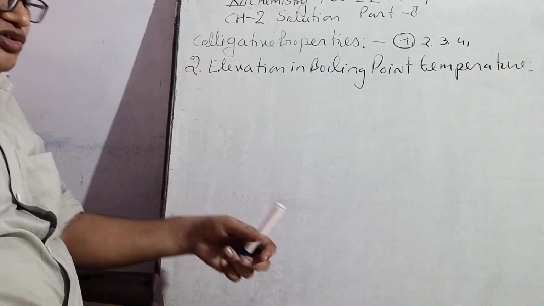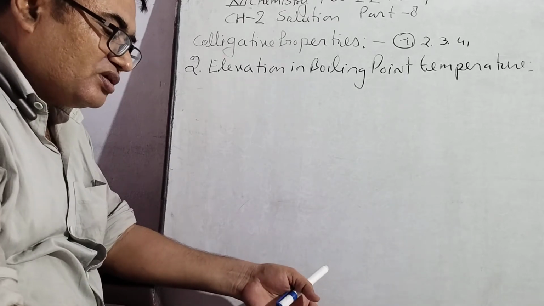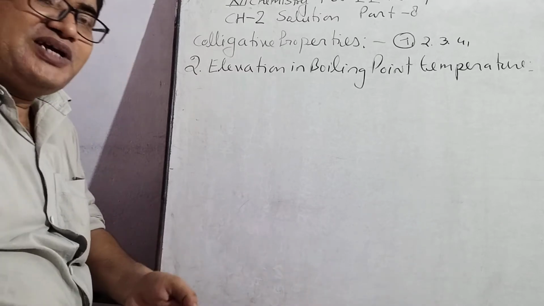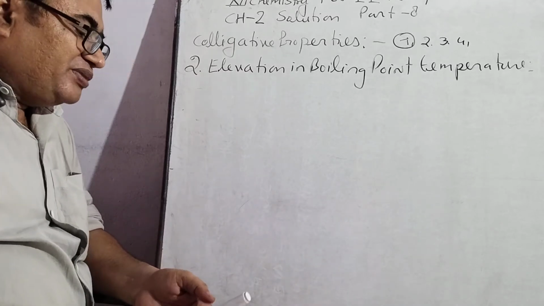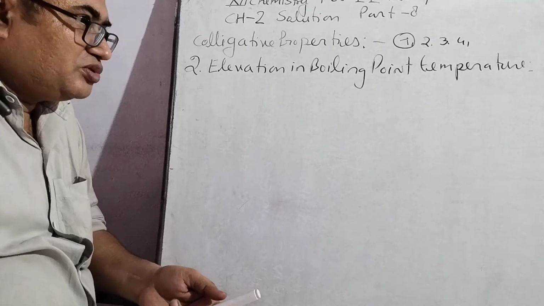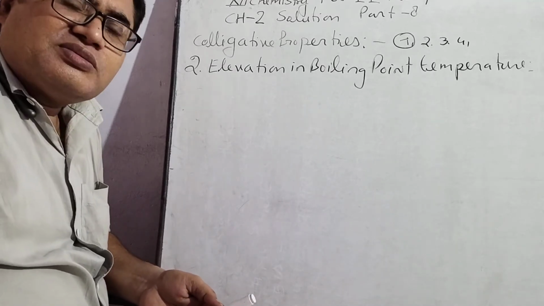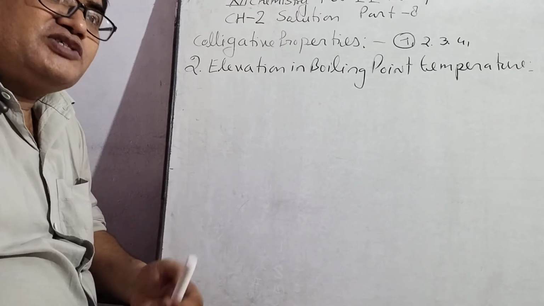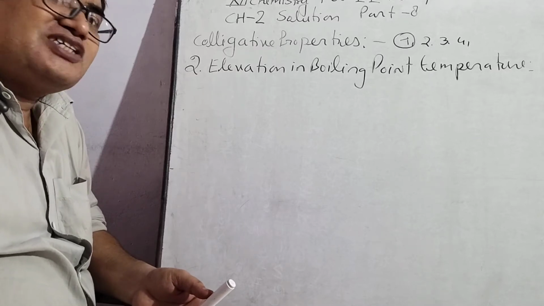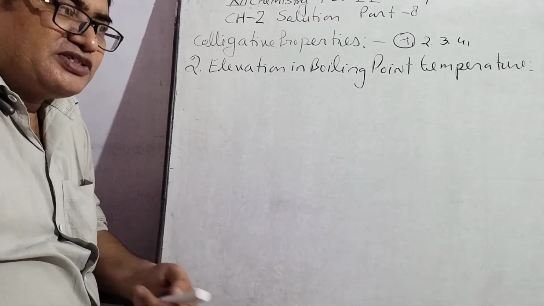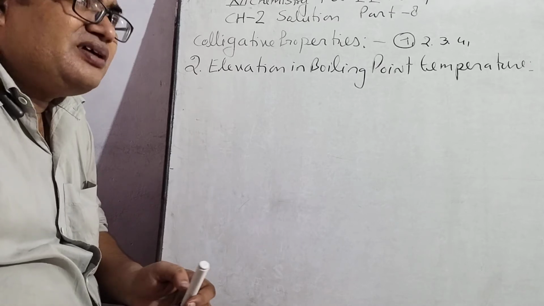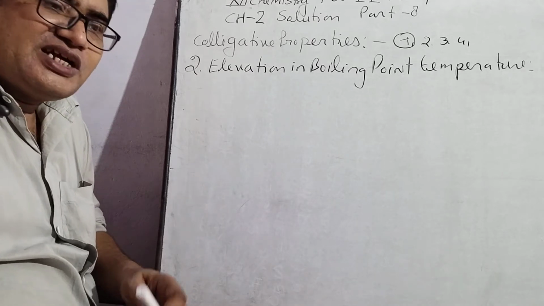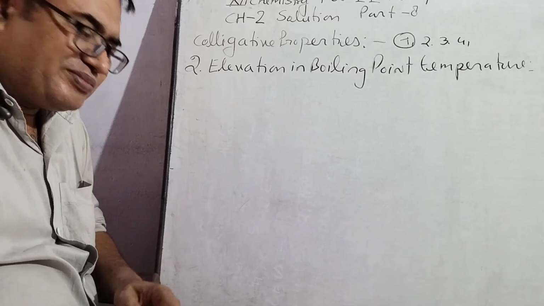Let me tell you the definition of boiling temperature. We know that if we take some amount of water and provide some energy to it, water starts boiling when the atmospheric pressure is equal to the pressure at the upper surface of the water. In a simple way, the temperature at which water starts boiling is called the boiling temperature.